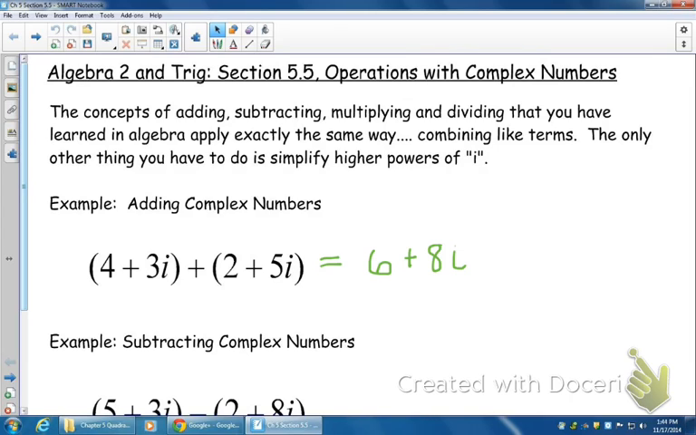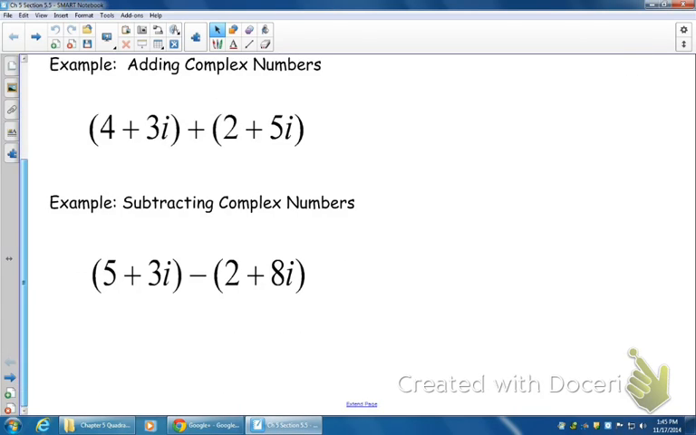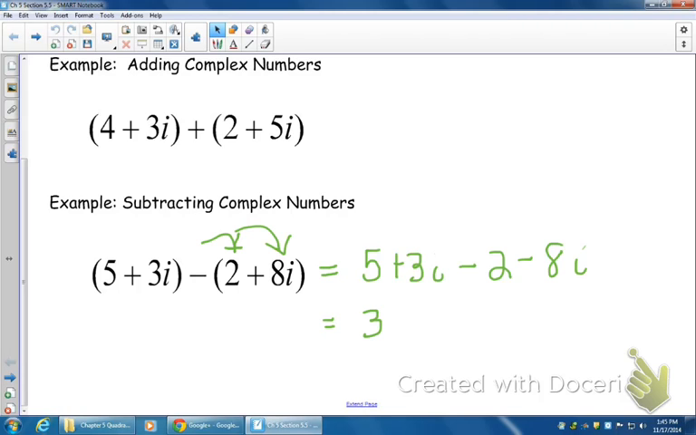When you go to subtract, the only difference is we need to distribute that negative. So here we have 5 plus 3i, distribute the negative. So we have negative 2 minus 8i. Combining your like terms now, we have 5 and negative 2, which is 3, and 3i minus 8i, which is negative 5i.